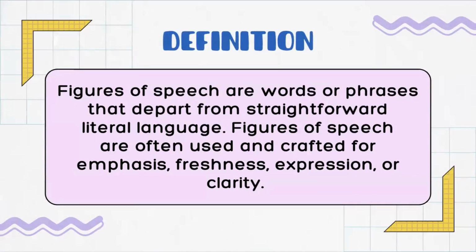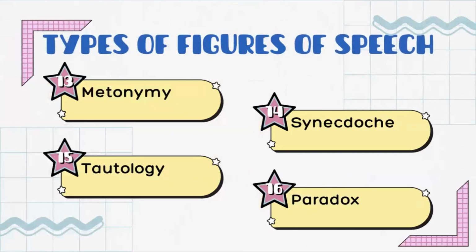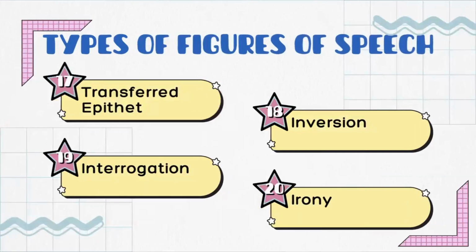Figures of speech are words or phrases that depart from straightforward literal language. Figures of speech are often used and crafted for emphasis, freshness, expression, or clarity. So the next figures of speech that we are going to learn today are metonymy, synecdoche, tautology, paradox, transferred epithet, inversion, interrogation, and irony.